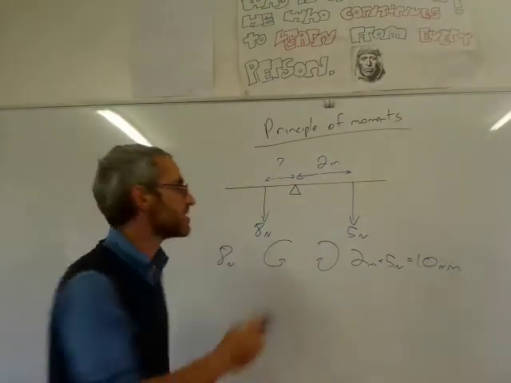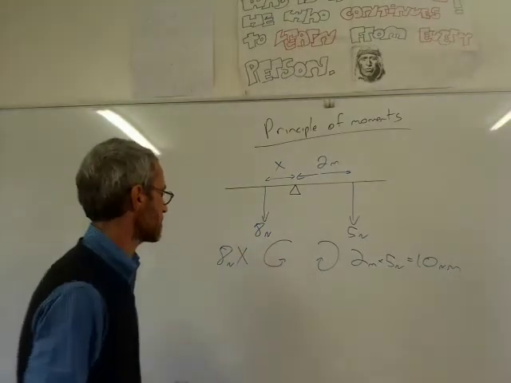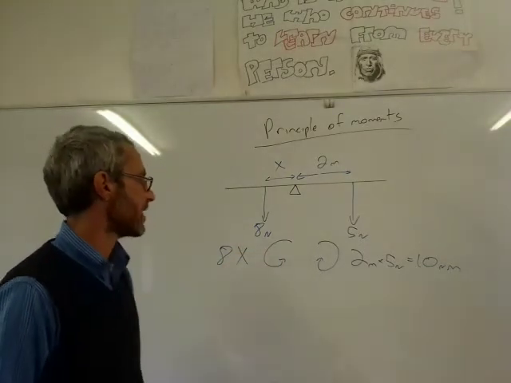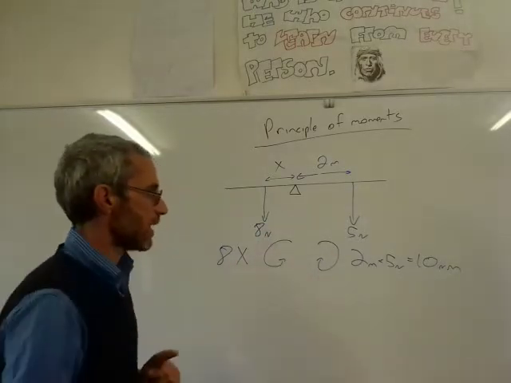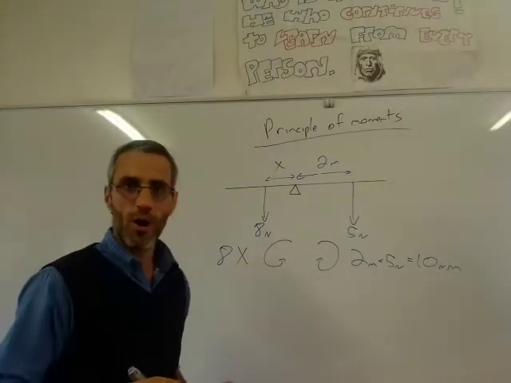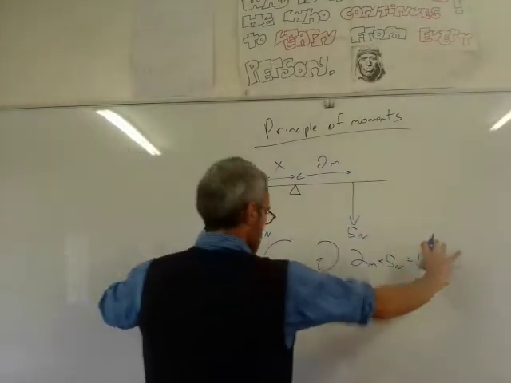I don't know what that distance is, so I might as well give it the letter x. So it's going to be 8x, okay? 8 Newton times x, 8x. Right, so I got 1 mark on either side. Now, third mark is if I understand for rotational balance, these two numbers need to be the same.